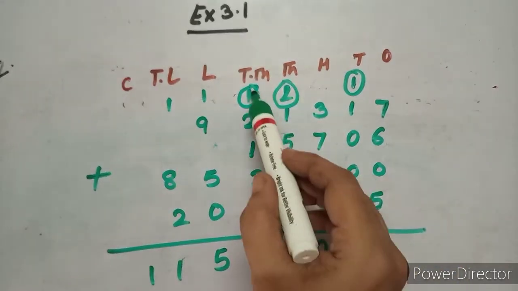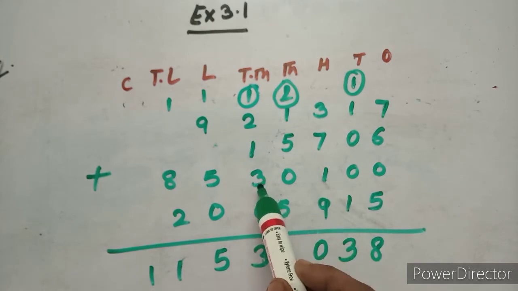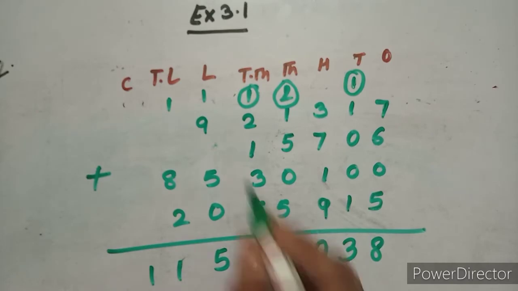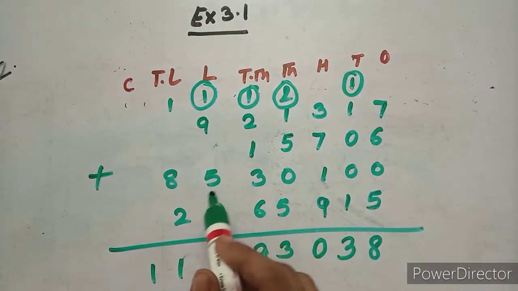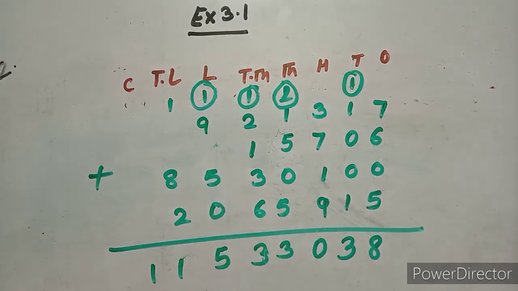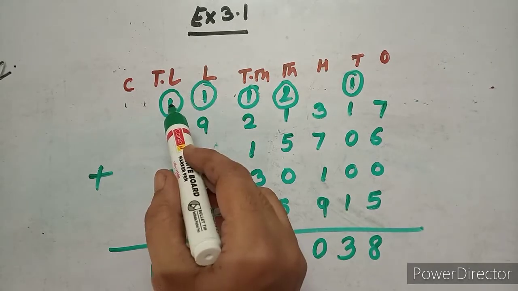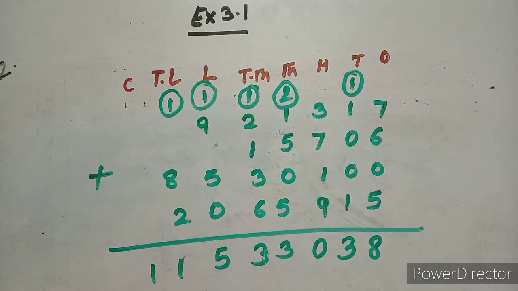Then again 1 plus 2 is 3, 3 plus 1 is 4, 4 plus 3 is 7, 7 plus 6 is 13. So you have 3 down and 1 up. Then you have 1 plus 9 as 10, 10 plus 5 as 15. So 5 here and 1 up. And you again have to add 1 plus 8 as 9, 9 plus 2 as 11. Here you don't have any more numbers, so 11 you have to write as a whole down.